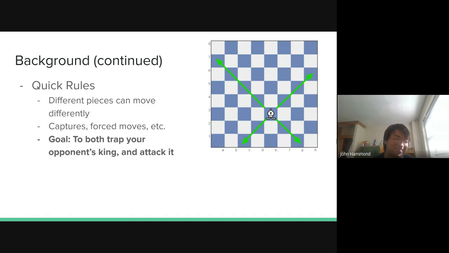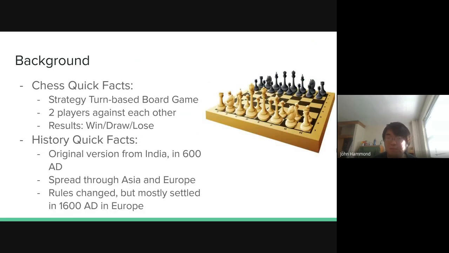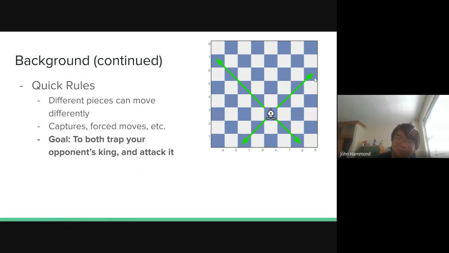The actual rules don't really matter too much. Understanding how chess works isn't required for this project. But just as a quick little background, you have different pieces that can move differently. So you can see in this previous picture, you have a king, queen, bishop, knight, rook, etc. Each of these can move in a unique way. For example, you can see here a bishop moves diagonally. You can capture opponent pieces. You can force a move. So if you attack the king, they are forced to move it.